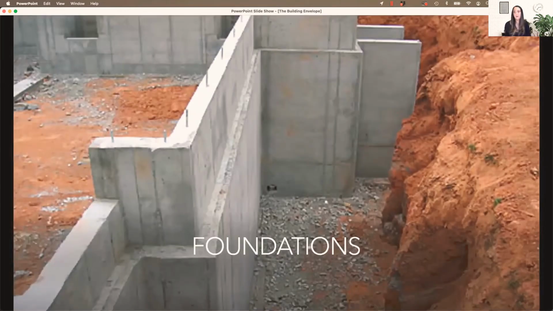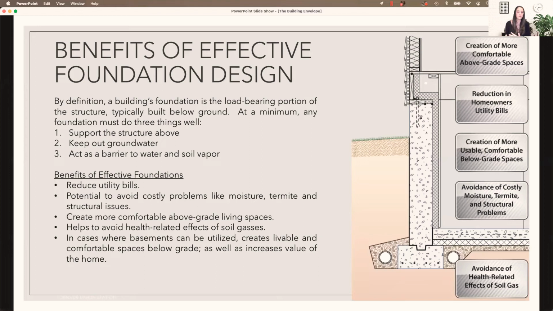So let's talk about foundations, because buildings really need a strong foundation in order to support them. I think we explored a little bit of that last week in the building teams discussions, when we were talking about structural engineers and how important they are to a building's structural integrity. So foundation goes hand in hand with those structural engineers. It's the load-bearing portion of the structure. It bears the weight of the building.